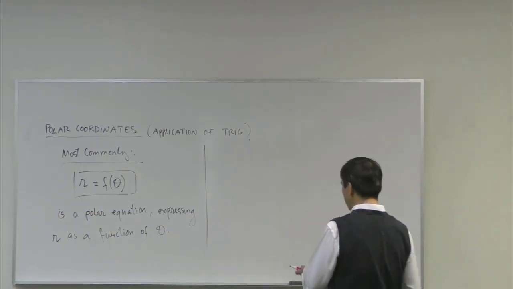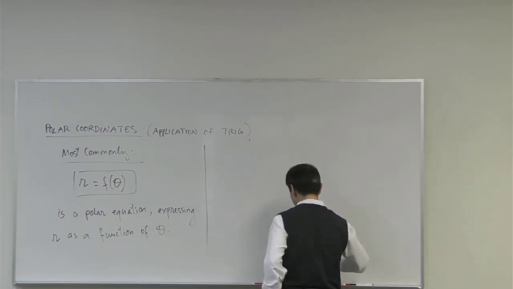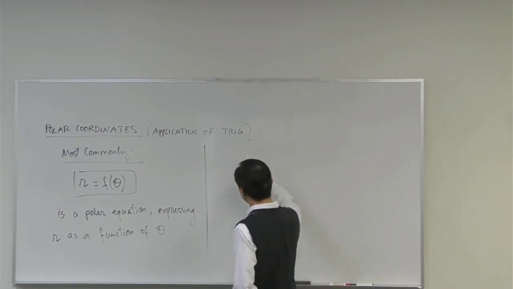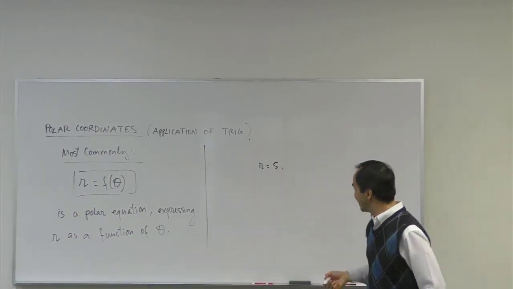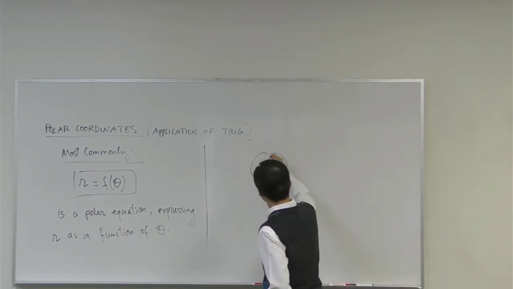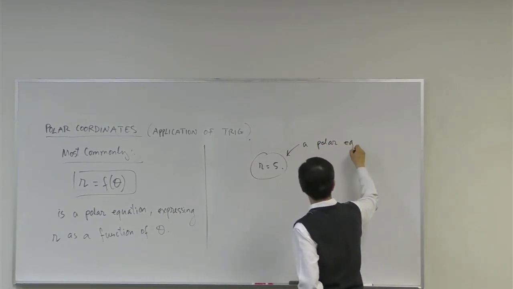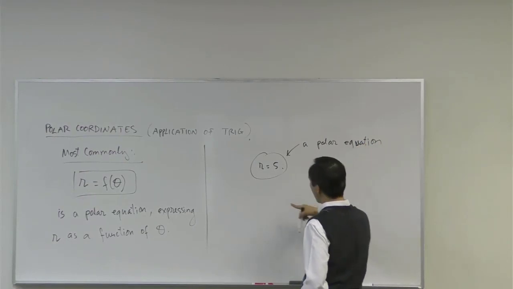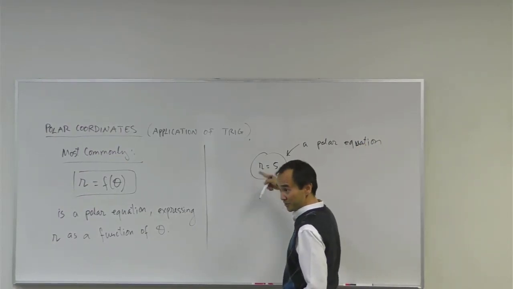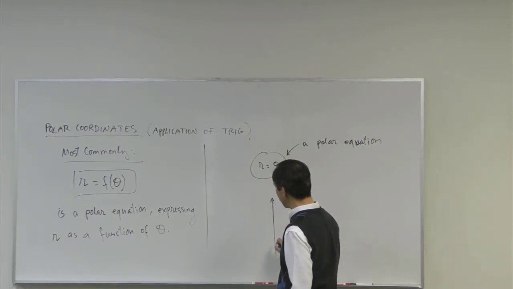So before we get into any formal examples where I show the steps, let me introduce the idea. An equation could be like this: r equals 5. It's a polar equation. You can see that there's no theta involved. That's one thing you can see. So here's how to see the graph for this equation.